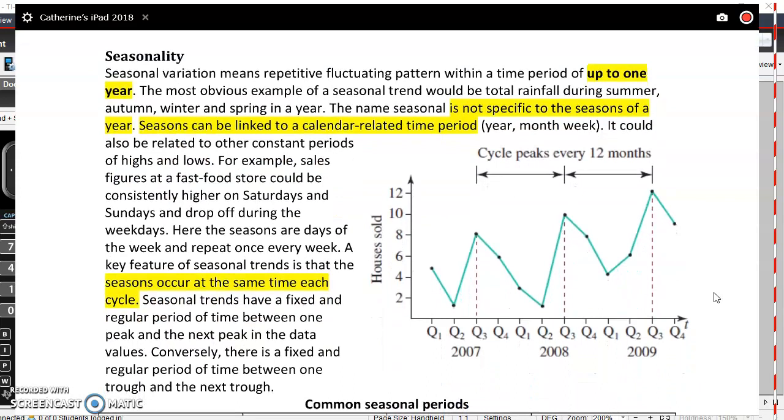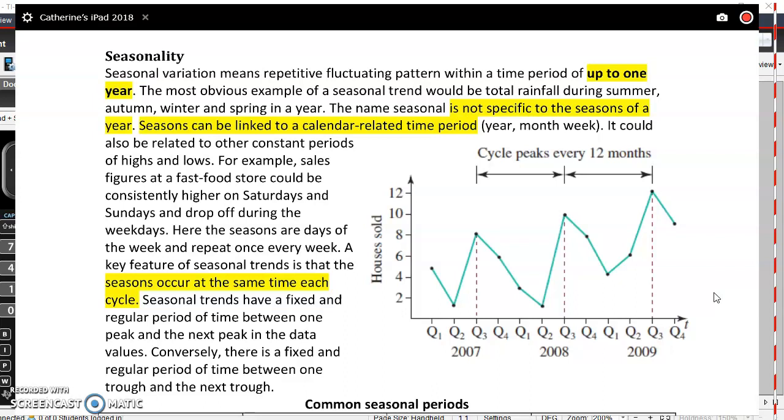Seasonality is something that we see quite a bit. It's a time period that is less than a year, less than 12 months. If you see any patterns that are less than 12 months, that's a seasonal pattern. Now, we call it seasonality, but it doesn't have to be linked specifically to seasons of the year, like winter, autumn, spring, summer. It can be related to anything: months, weeks, any calendar period, even days.